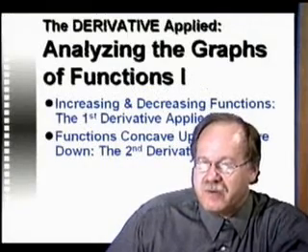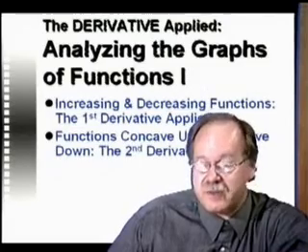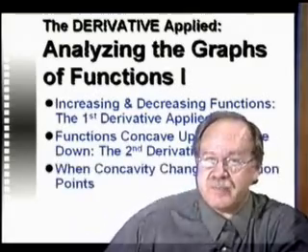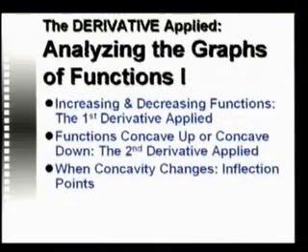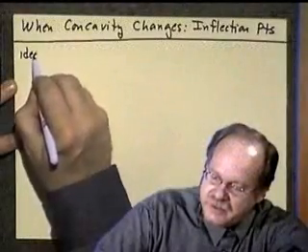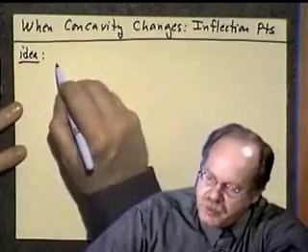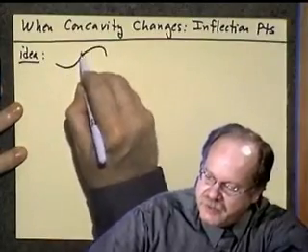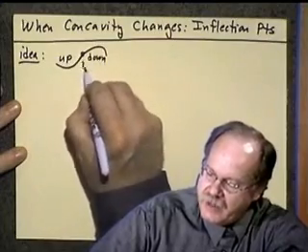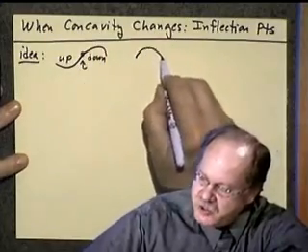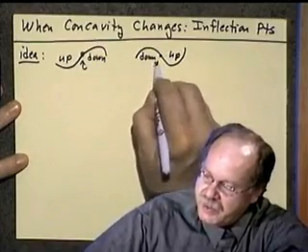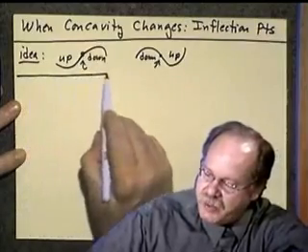In order to find out where a function is concave up and concave down, it would help to know where a function changes its concavity. And changing concavity actually leads to points which we call inflection points. So the idea here is exactly what I said. You might have a curve that looks something like this, where it changes from concave up to concave down at a point like this. Or maybe it goes the other way. It changes from concave down to concave up at a point. And we'd like to locate these points.